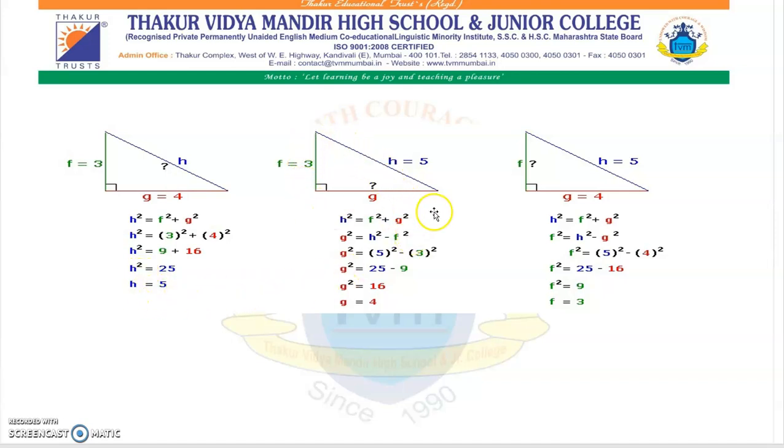Now in this second figure we have to find side 2. So formula will change. G square we have to find. So f will come this side, it will become minus: h square minus f square. Value of h is 5. Value of f is 3. 5 square minus 3 square. Square of 5 is 25. Square of 3 is 9. So 25 minus 9 is 16. Taking the square root of both sides, we get g equal to 4. Same way you have to solve this one.